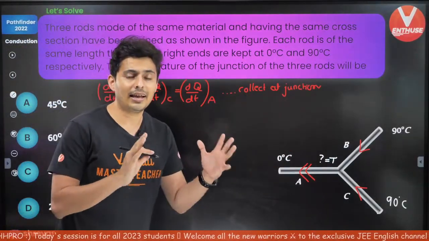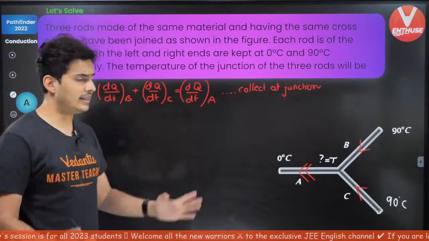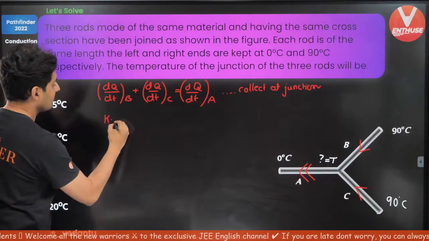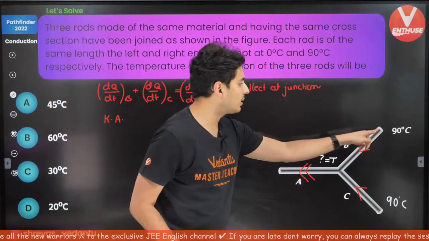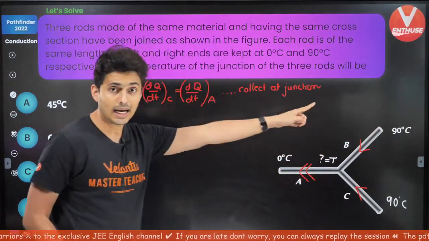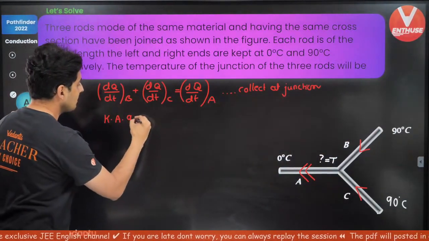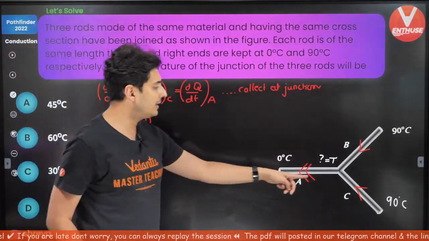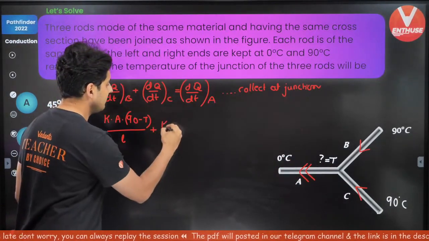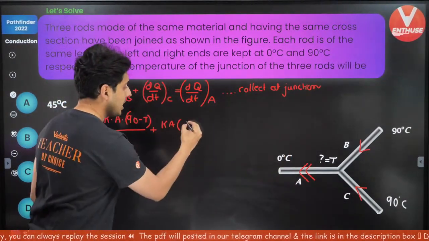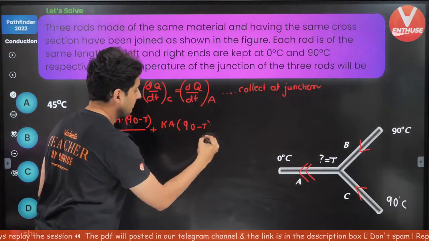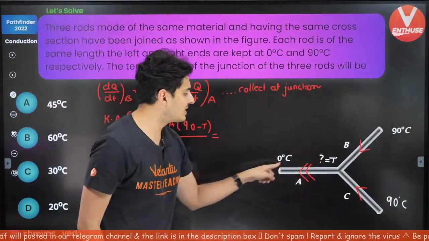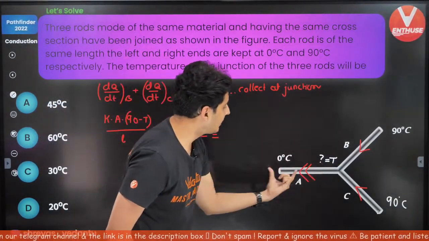Heat flow rate is K A delta T by L, length of the rod. K is the same because it's the same rod, same material. So K is the same, area is the same. Temperature difference for B, 90 minus T, high minus low. 90 is big, T is low. So 90 minus T divided by the length is the same, plus dq by dt for the C rod. So K is the same, area is the same, high minus low. 90 is high, minus lower temperature divided by the length of the rod L is equal to dq by dt for the A rod.